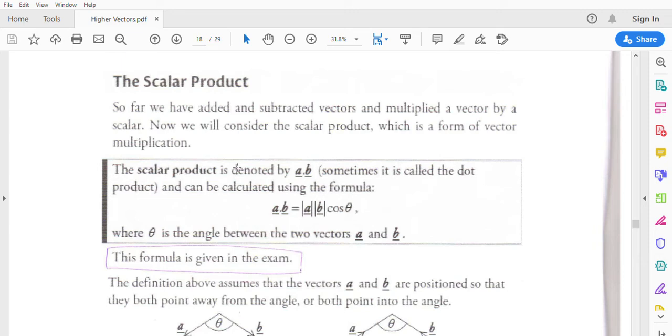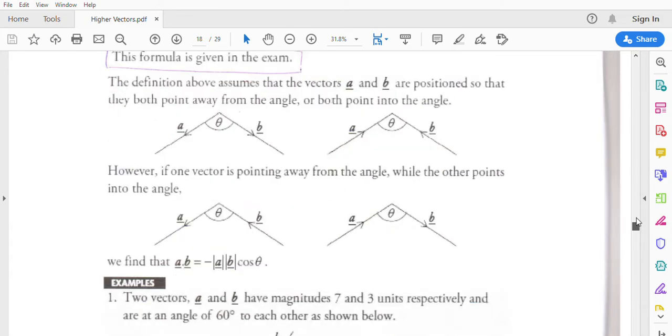So the scalar product is denoted by a dot b, which is why it's called the dot product as well. And we calculate that by using the formula a dot b equals the magnitude of vector a multiplied by the magnitude of vector b multiplied by the cosine of the angle in between them, where theta is the angle between the two vectors a and b. This formula is given in the exam, so we don't need to remember it, we just need to be able to use it. The definition above assumes the vectors are positioned so that they point away from the angle.